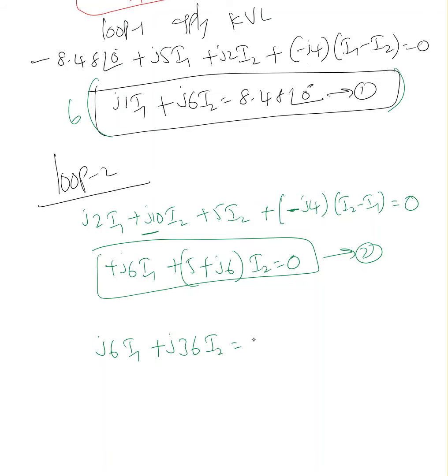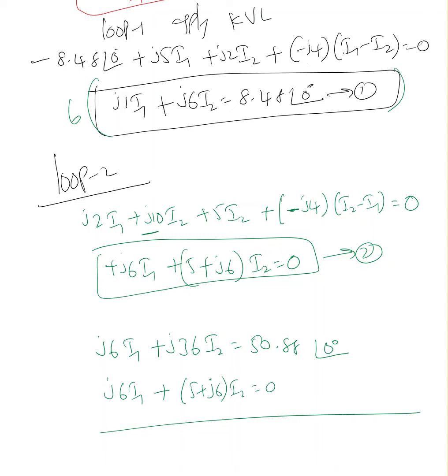That value is 50.88 at an angle of 0. The second equation, I have J6 I1 plus 5 plus J6 I2 equal to 0. I'm going to subtract these two equations. So this is plus, it will end up with minus. So it's going to be minus 5 plus J30 I2 equal to 50.88 at an angle of 0.